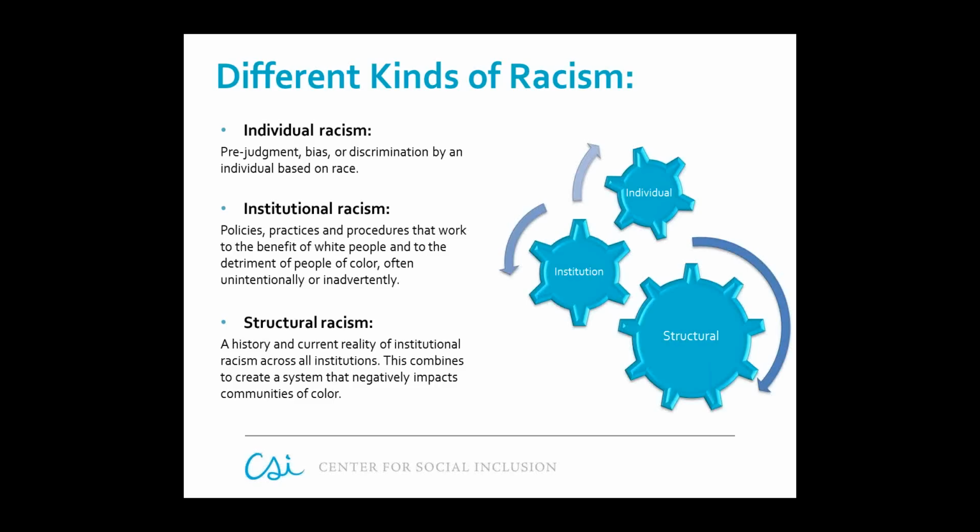So our structural analysis is really a meta-analysis of how all of these different moving parts interlock to either create opportunity or create barriers to opportunity. And what we're concerned about at CSI is creating access to opportunities for all people regardless of their race and ethnicity.